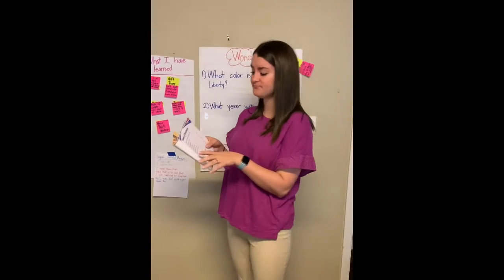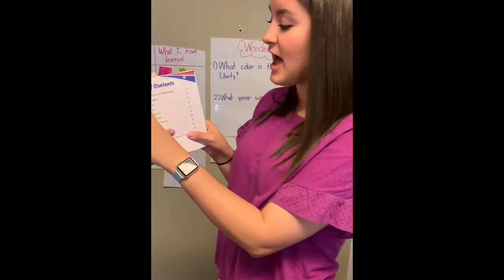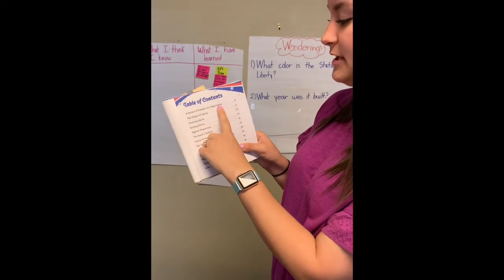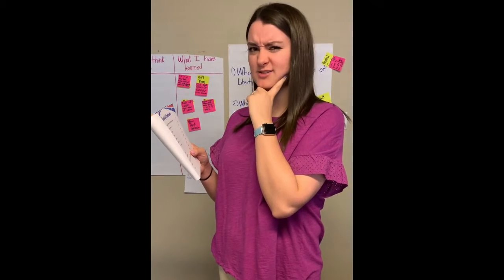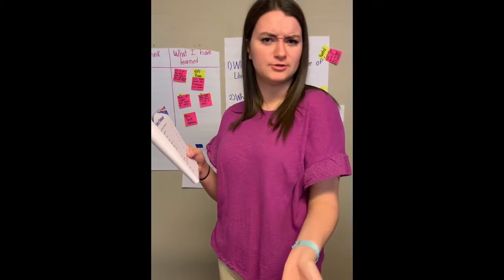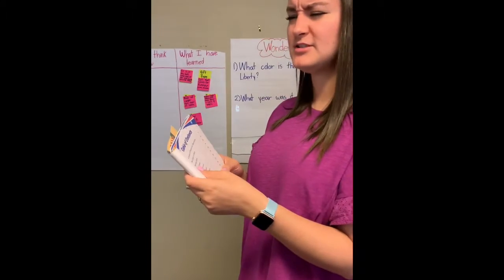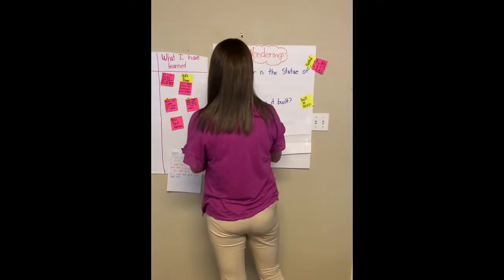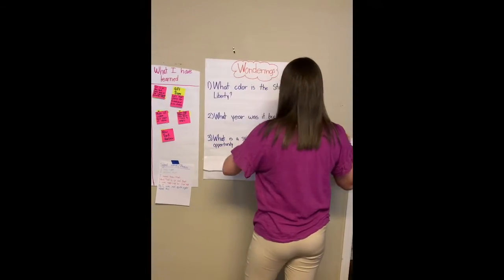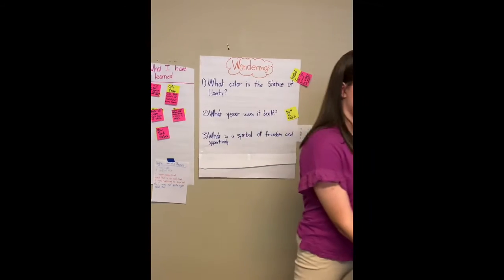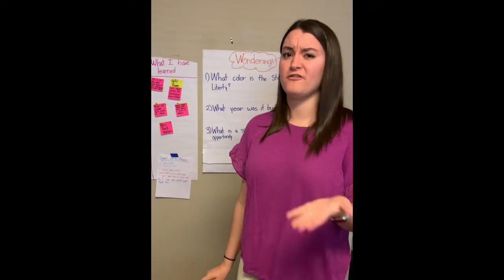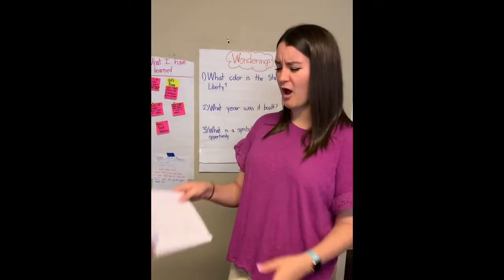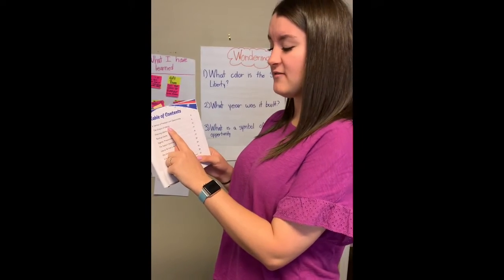Now, I'm going to read through my table of contents and figure out what questions I have. So I see at first it says, a symbol of freedom and opportunity. That's kind of strange. What does a symbol of freedom and opportunity mean? So I think I have that question. Because I know that the statue was given to us from France as a sign of friendship, like you give your friend a birthday gift, but what does it mean about opportunity? I'm curious.